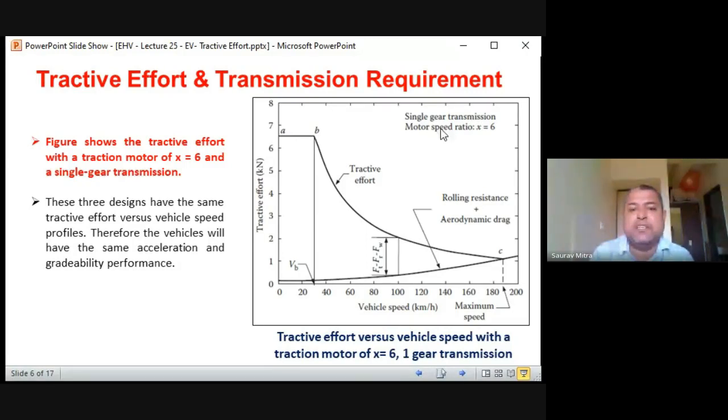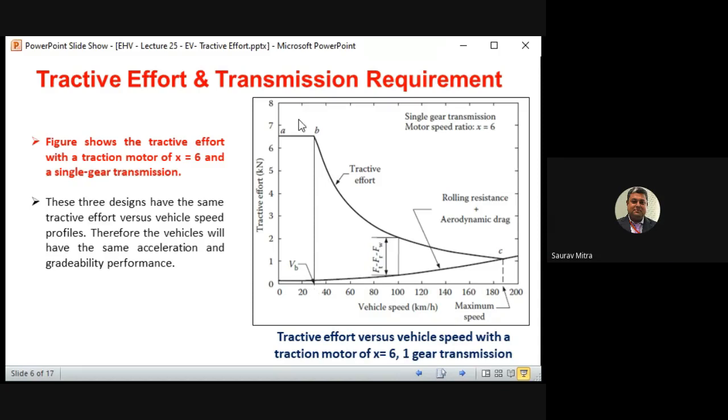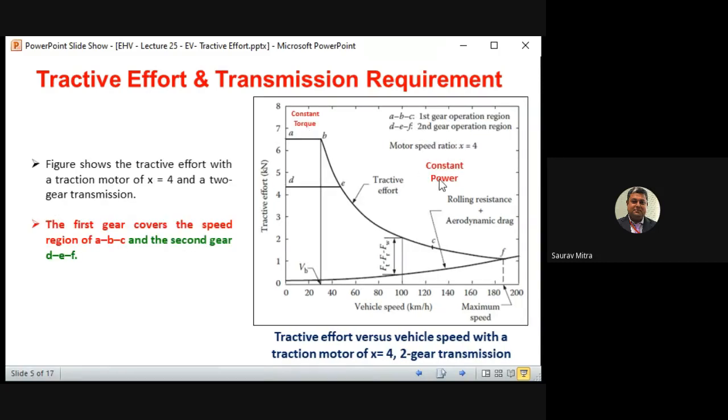In this case it is written here, single gear transmission motor speed ratio x is equal to 6. Why 6? Because you can see here the rolling resistance and aerodynamic drag are increasing with respect to the increment in speed. There is only one gear, so this is the VB. Initially up to 30 kilometer per hour we will find that the torque is kind of constant. In this case the torque is not written, so this is constant torque or constant power.